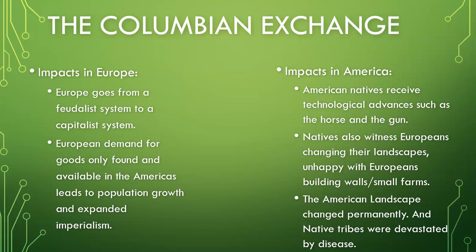In the Americas, natives received new advantages, such as the horse and the gun. Natives witnessed Europeans changing their landscape. They were unhappy with this, building walls, building little farms, changing the natural landscape. They did not appreciate that. And then the American landscape changed permanently, like we said. Native tribes were devastated by disease. Devastated.